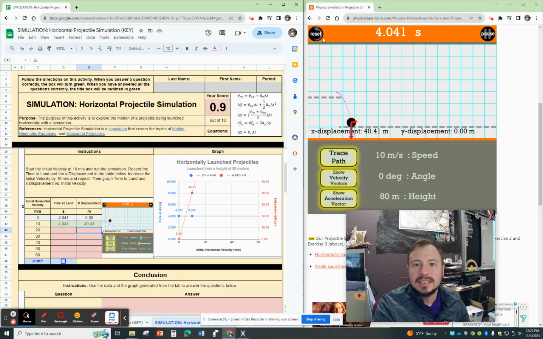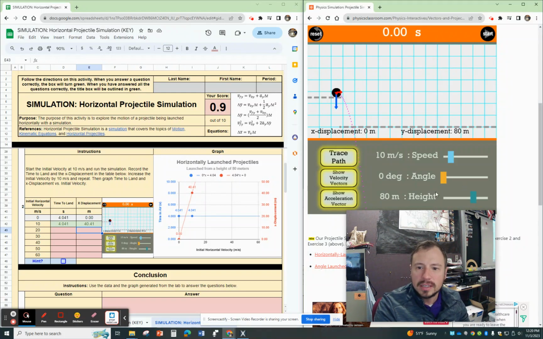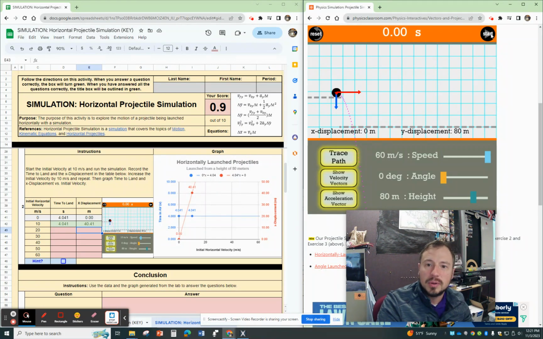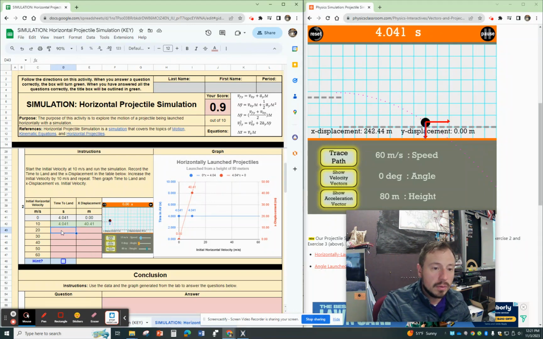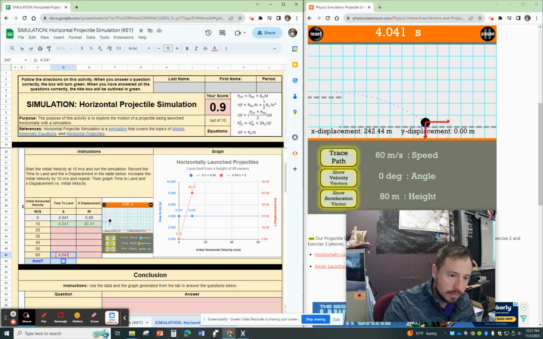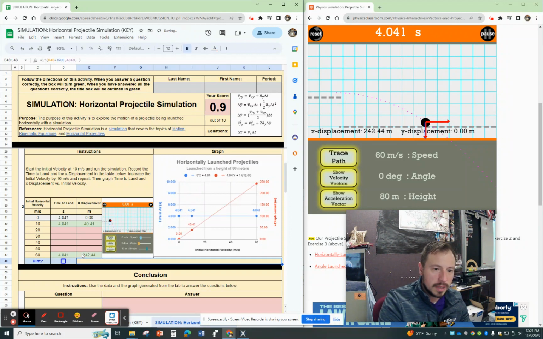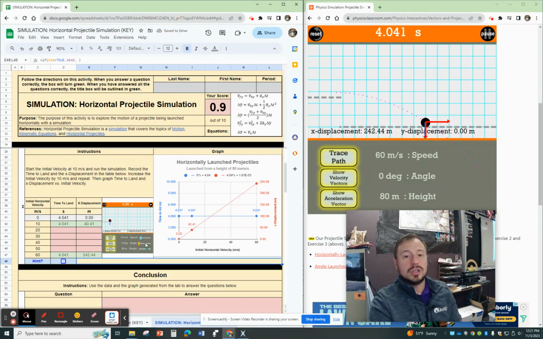So you can see a graph is starting to form, and I'm going to jump ahead to 60 meters per second. We're launching this thing off of the table, so let's run the simulation. And now we can get the time that it took to land. Once again, even at 60 meters per second, 4.041, perfect. And the x displacement is 242.44 meters. So this is about what the graph should look like.